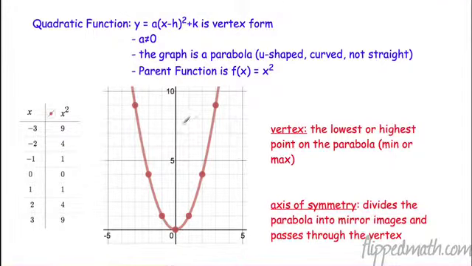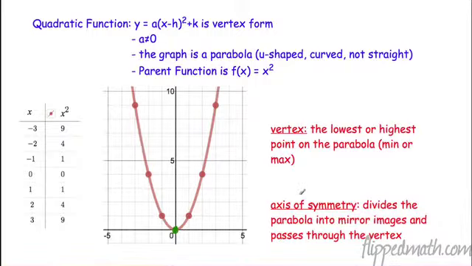So let's talk about this. We have a couple of cool things about quadratic functions. We have a vertex, and the vertex is the lowest or highest point on the parabola. It's the minimum or maximum. As you can see, this U comes down and then it goes back up. It never goes below here. This point right here is the vertex. It is the lowest point. In this case, it's a minimum point.